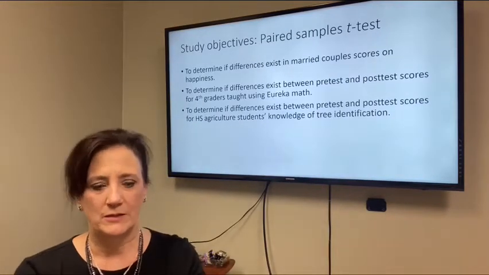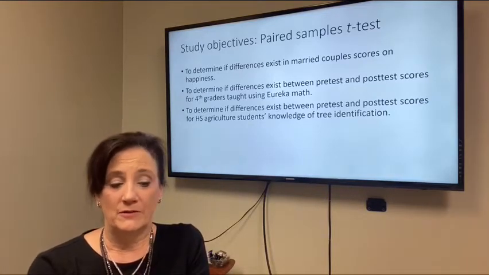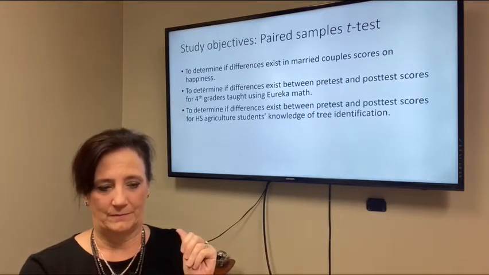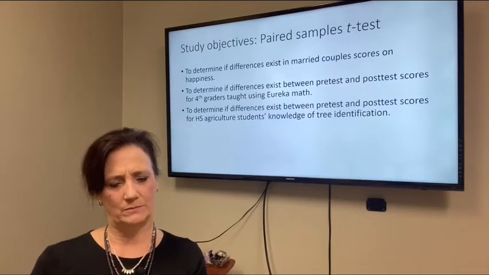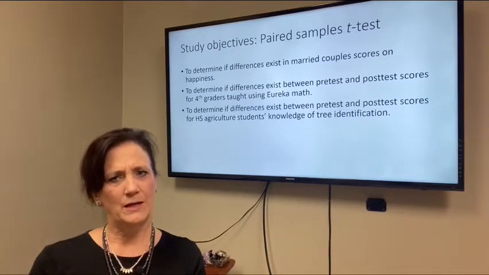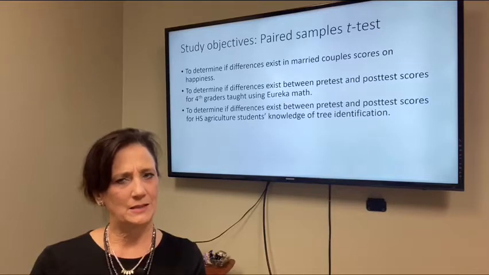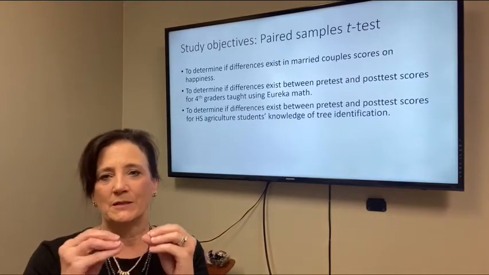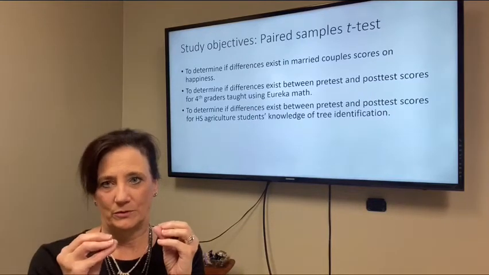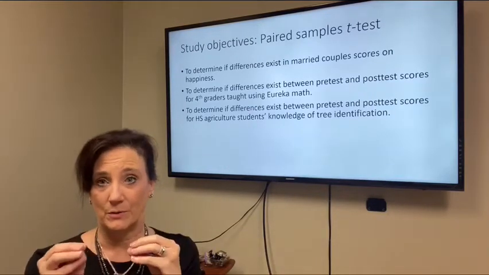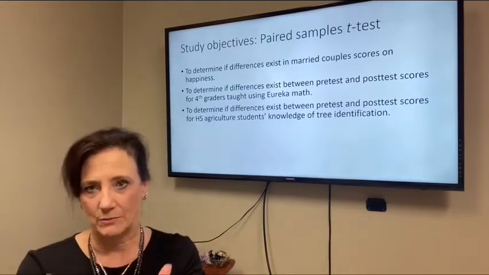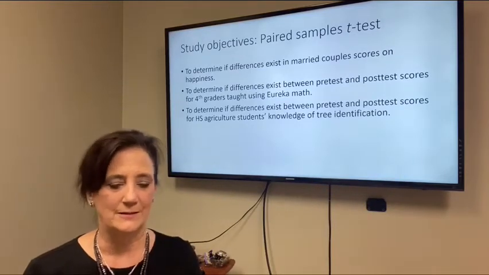Okay, so back to paired samples. To determine if a difference exists in married couples' scores on happiness. Now that's a good one. Why is that a paired samples t-test? Does anyone know? Ideas? Because there's dependence in a married couple. Just like there would be in pre-test and post-test, this married couple represents dependent scores. So a paired samples t-test is appropriate in that instance.